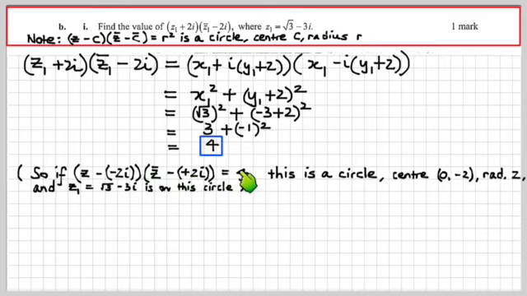If that equaled 4, then you've got yourself a circle where the centre of the circle is at 0 and minus 2, aka minus 2i, and the radius is 2. That would be a circle of that centre and that radius, and this point here, z1, which is root 3 minus 3i, would be on this circle of that equation there. Okay, that's just what I want to point out to you.